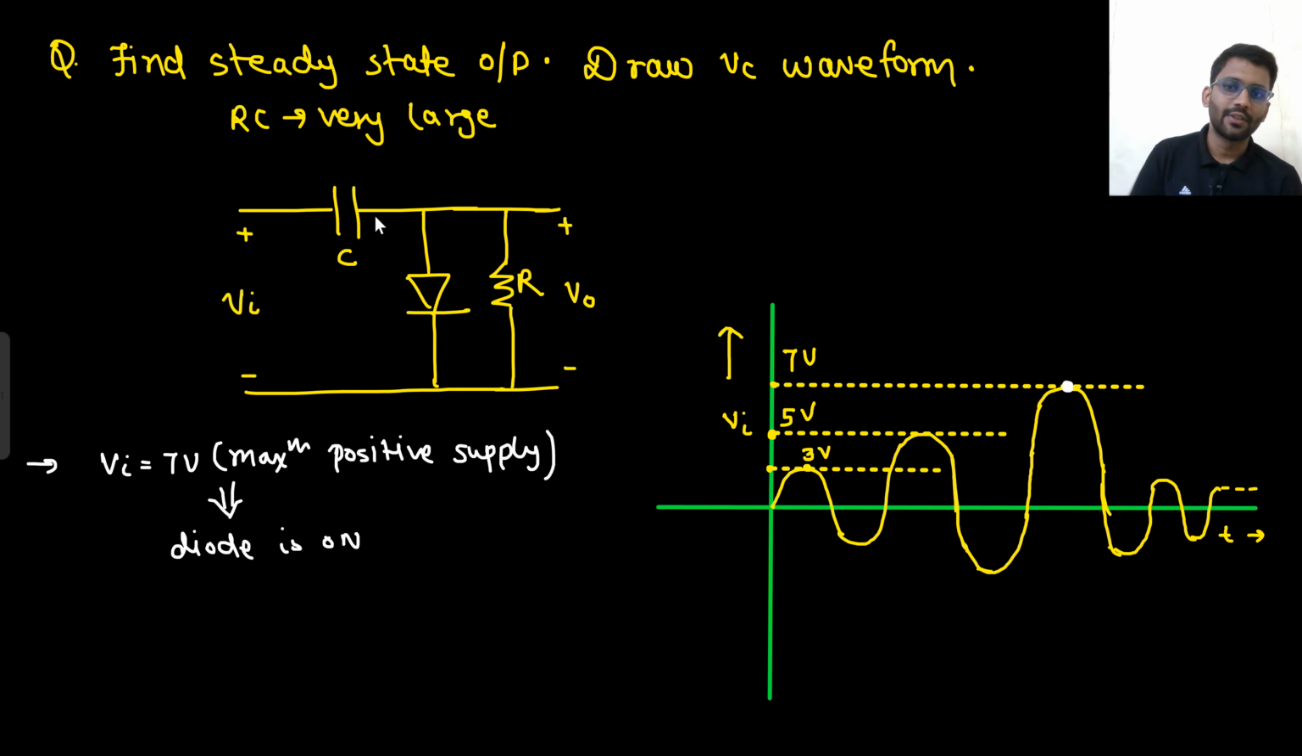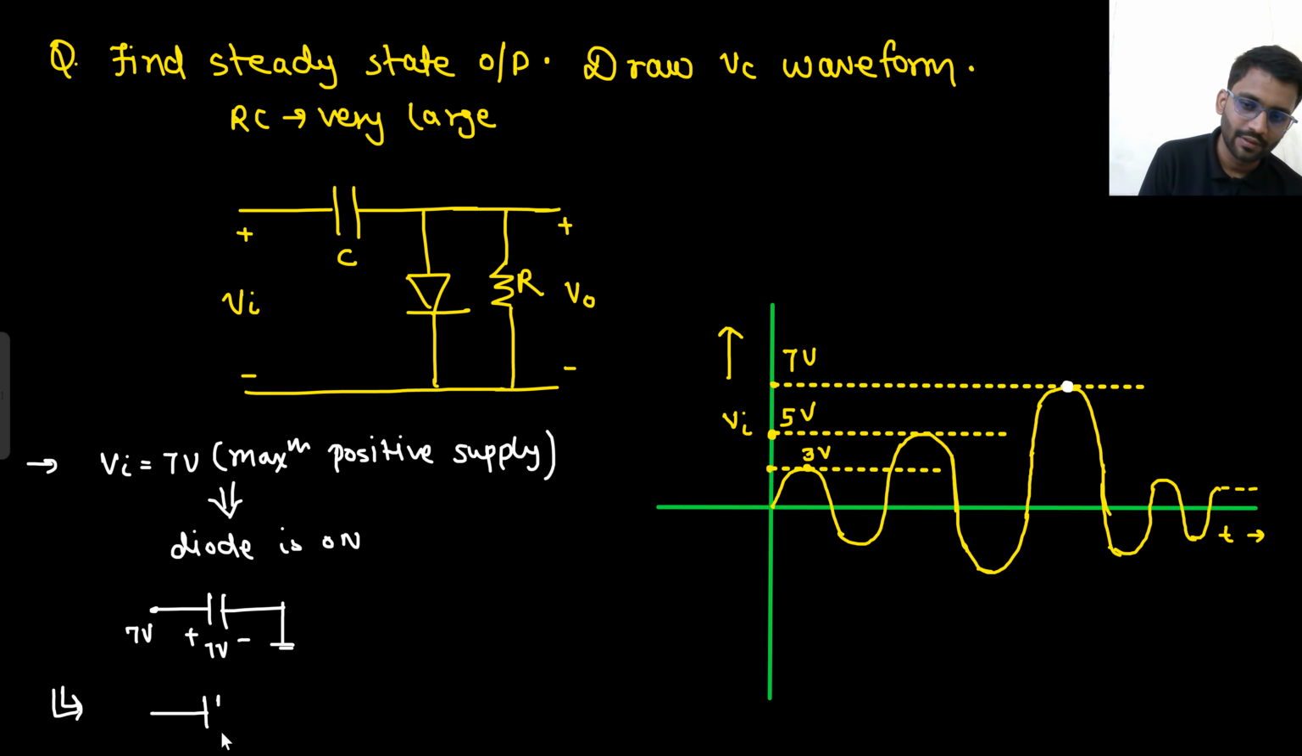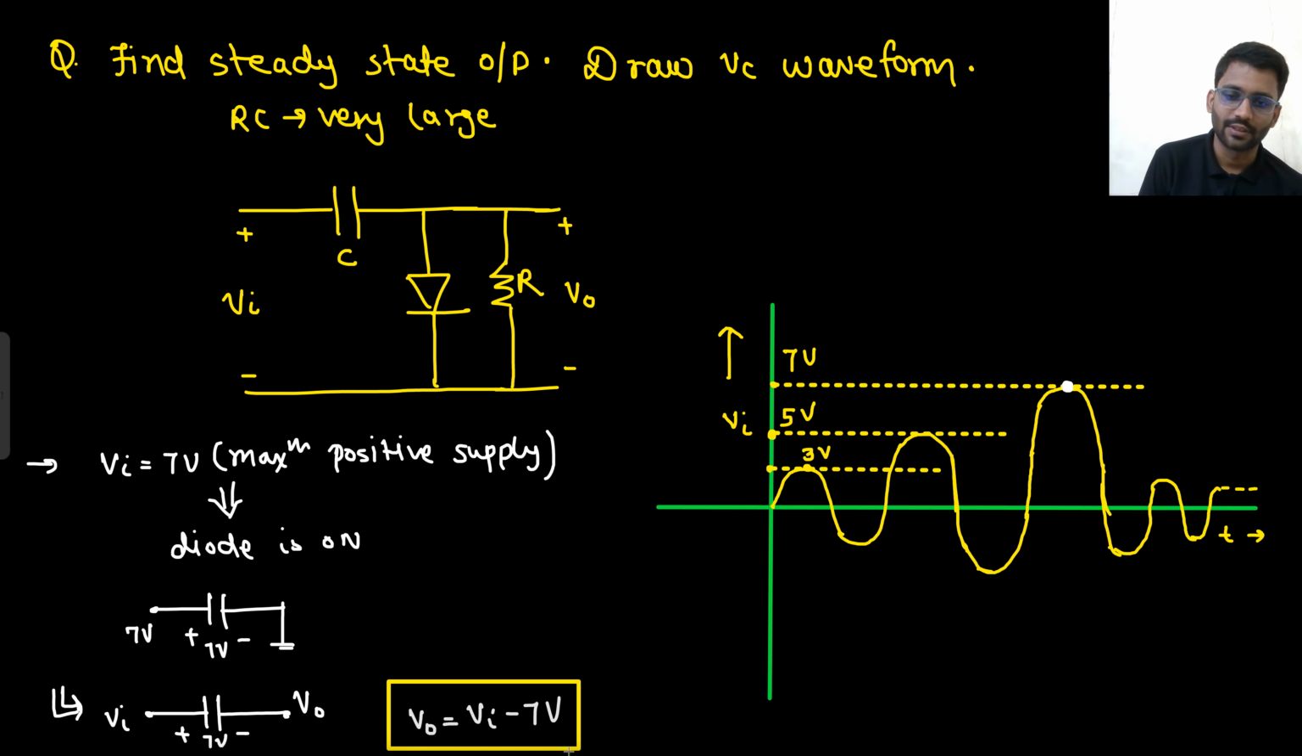And at that time, if the diode is on, the capacitor will be charged to 7 volt. This capacitor will be charged to 7 volt because this end will be grounded and this end will be at 7 volt only. So what will be your steady state output? This is your V naught, this is your V in, and this is 7 volt. Your steady state output will be V in minus 7 volt. That is your steady state output.